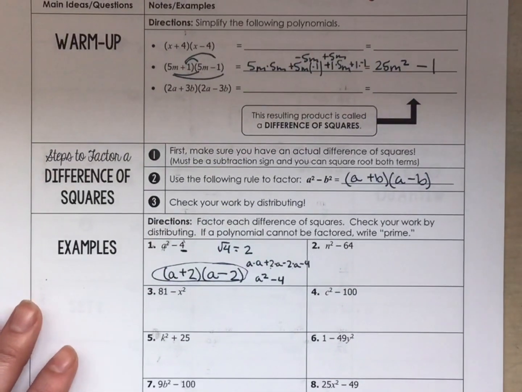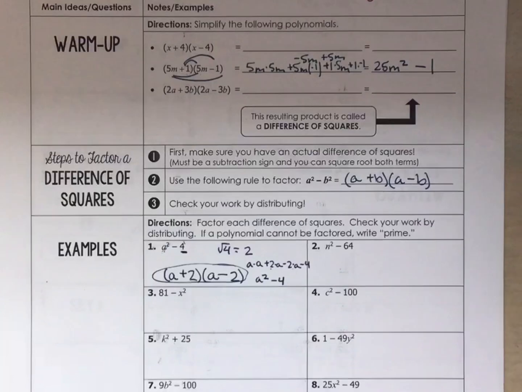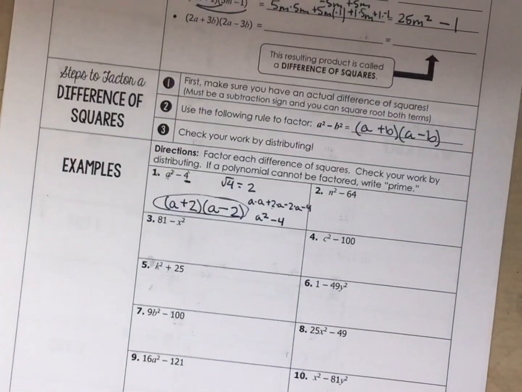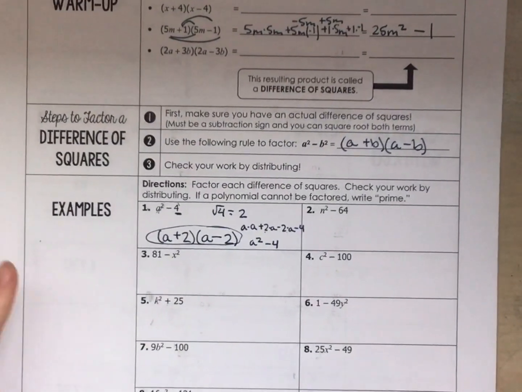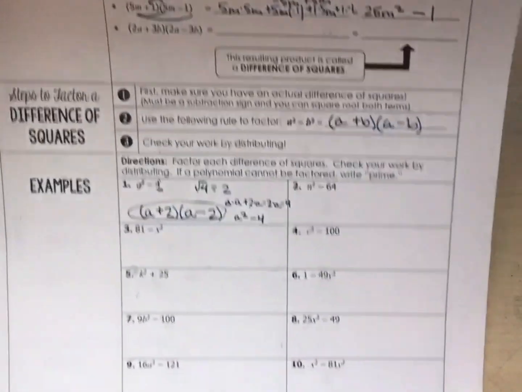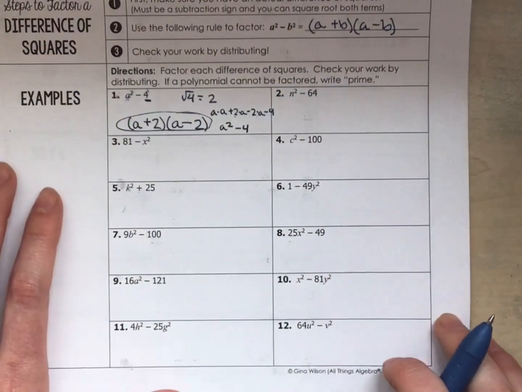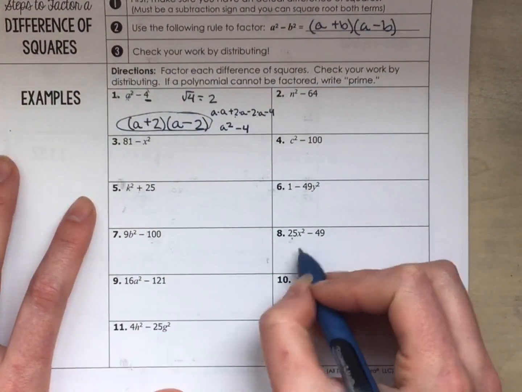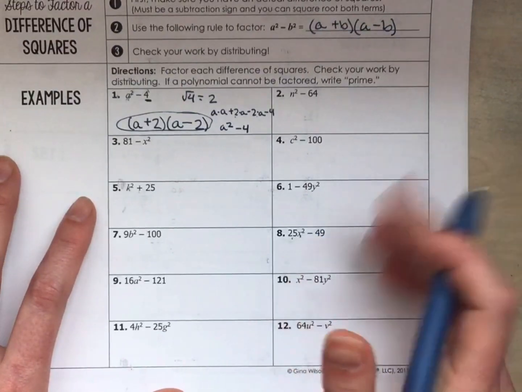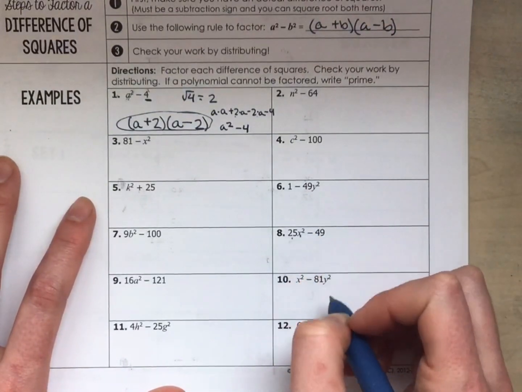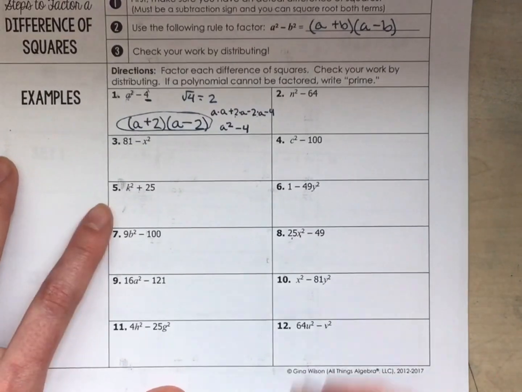One more that I want to take a look at. I want to take a look at number 8. So let's take a look at number 8 here. We've got 25x squared minus 49. So 25 is a perfect square. X squared, I get that from squaring something. And 49 is also a perfect square. So I can, in fact, do that one.